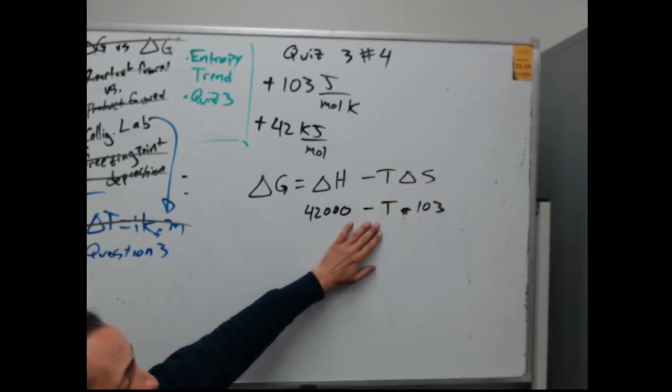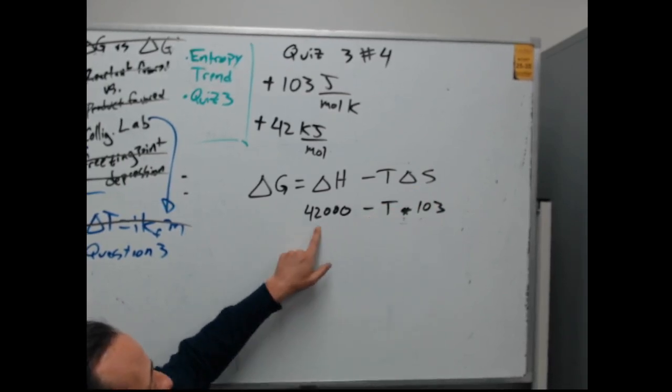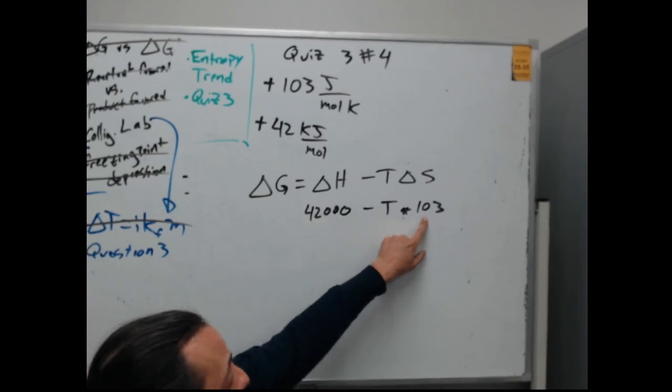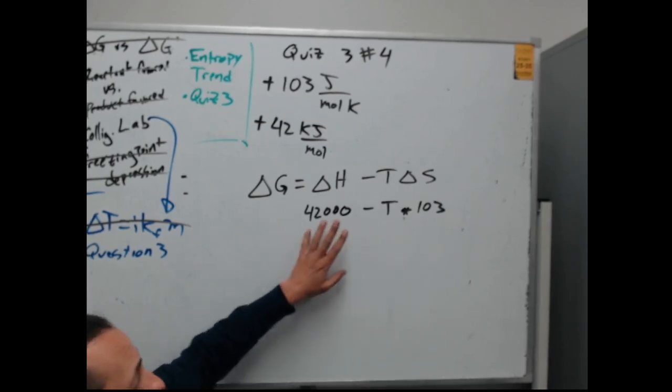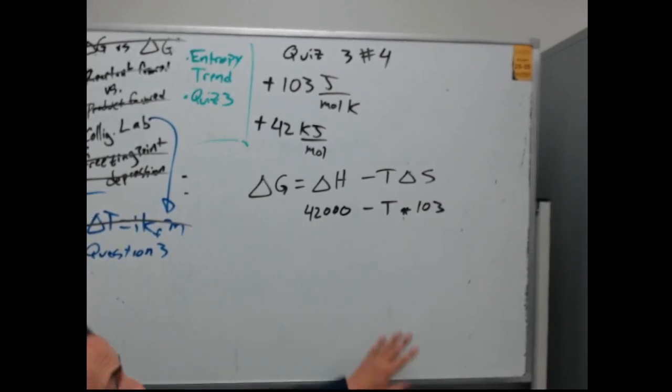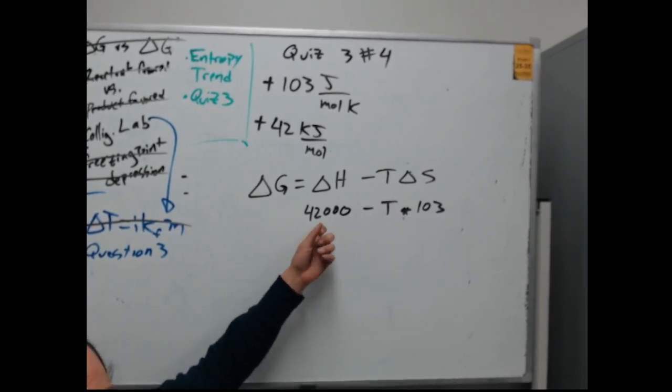However, if the temperature got really big, and it would have to get really big, since this is 42,000 versus 100, I would need the temperature to be up around, what's 42 divided by 100? I would need the temperature to be up around 420 Kelvin. So I'm doing 420 times 103. That's the only way this negative term is going to be big enough to overcome that 42,000.